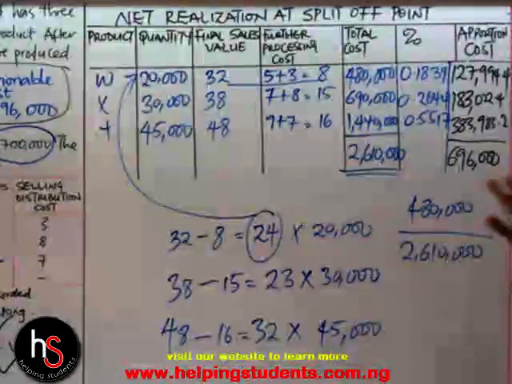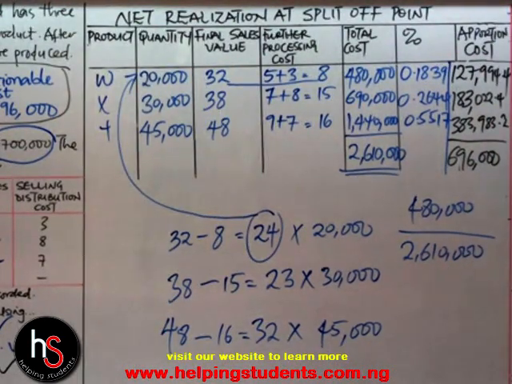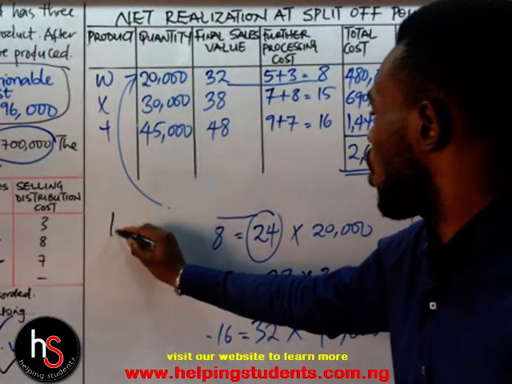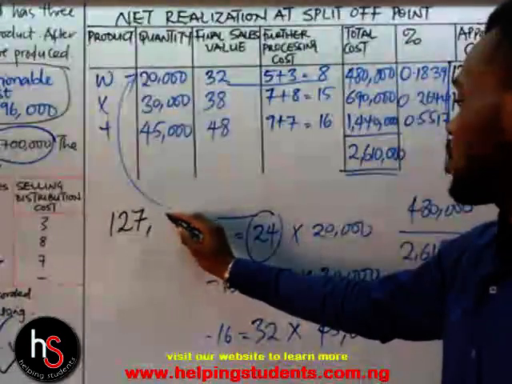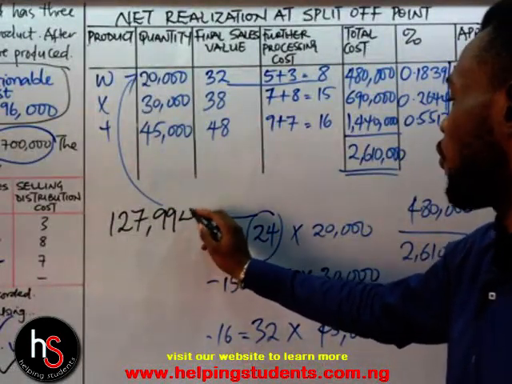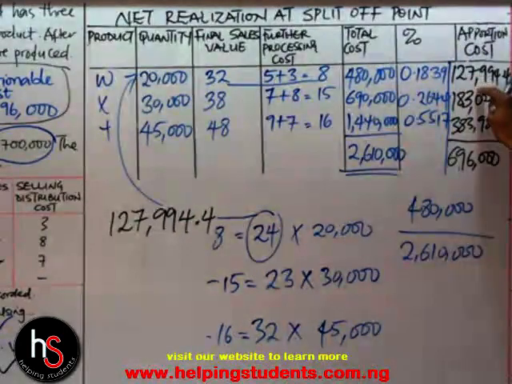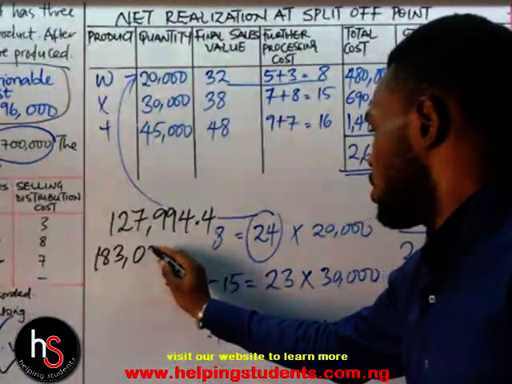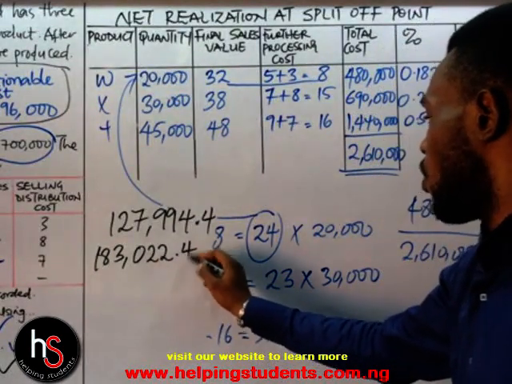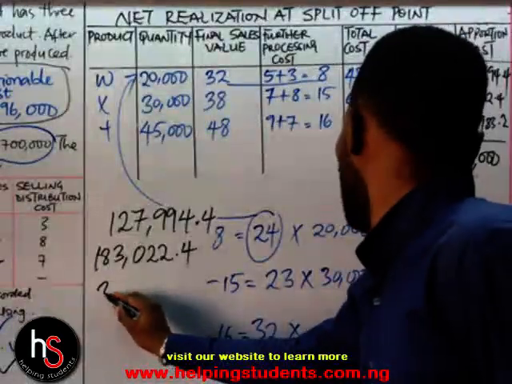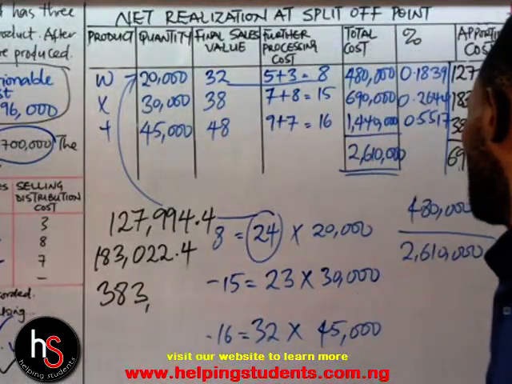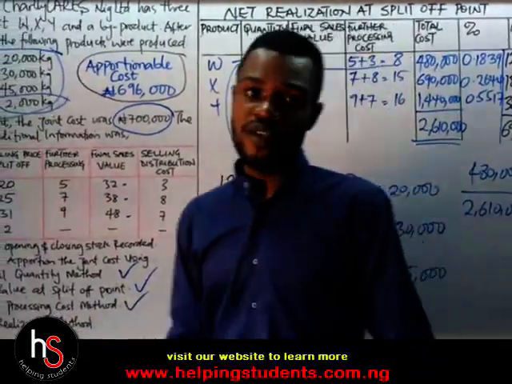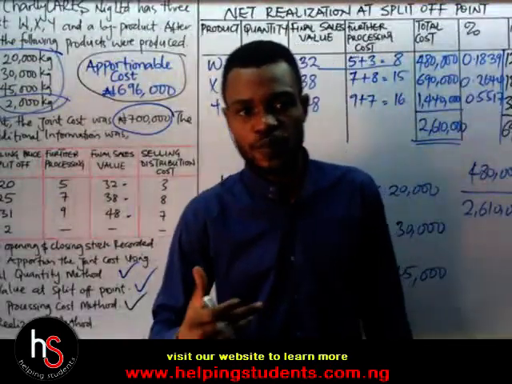Now, the summation of everything here gives us 696,000. In case you can't see it clearly, the values we have there are: 127,994.4, that is for W; then 183,022.4, that is for X; and for Y, we have 383,983.2. So my good friends, this is how to solve a question under the joint product costing.